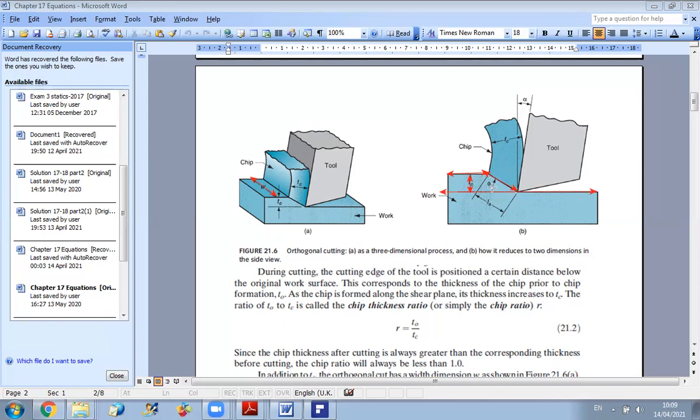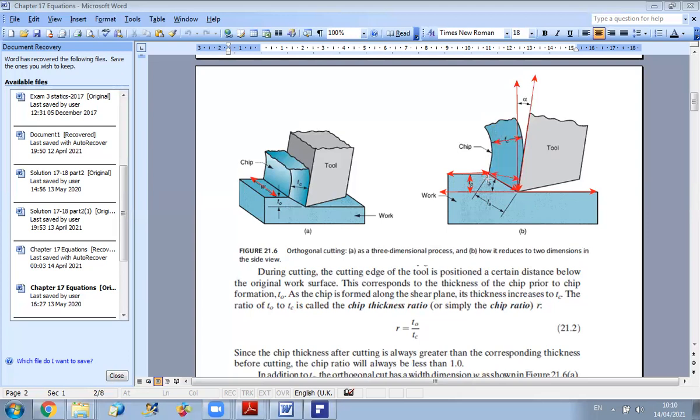And we have also, after cutting, the formation of the chip, with chip thickness Tc, which is calculated as the thickness that is perpendicular to the face of the tool. Okay, this is Tc. And the angle between the face of your tool and the perpendicular to the work part is called the rake angle alpha. Together we will see how to derive a relation between these parameters.